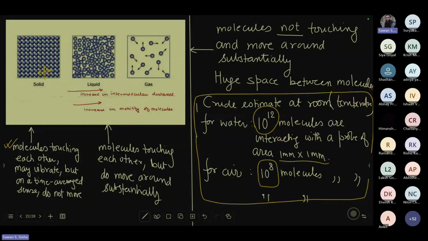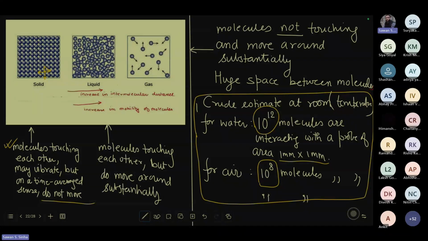But if you take the time averaged picture of a solid, we realize that the molecules do not move from where they were. Even if they move leftwards, they vibrate, come back. Left, right. So if I take time average, their location will be the same at all time instants.